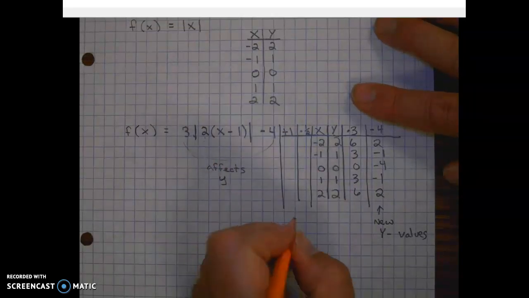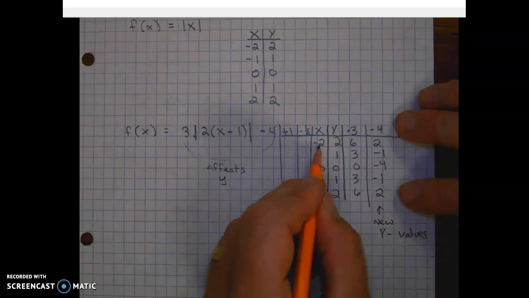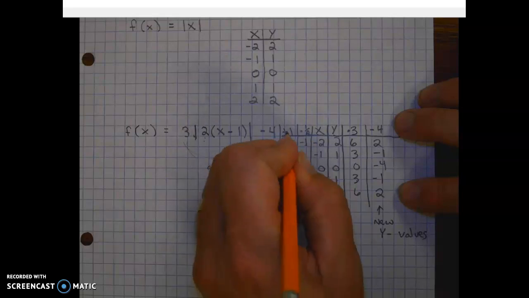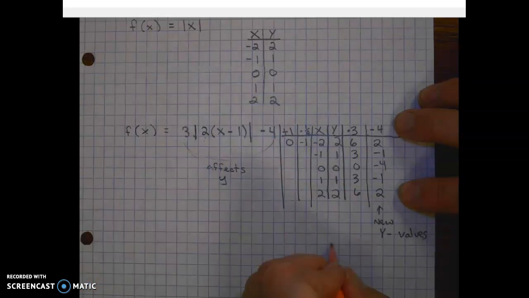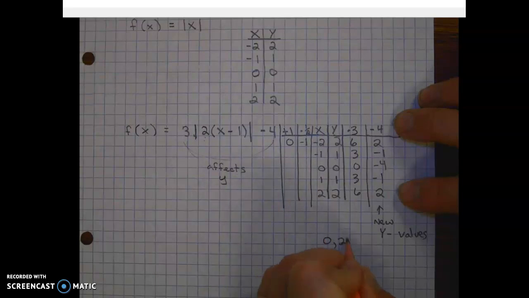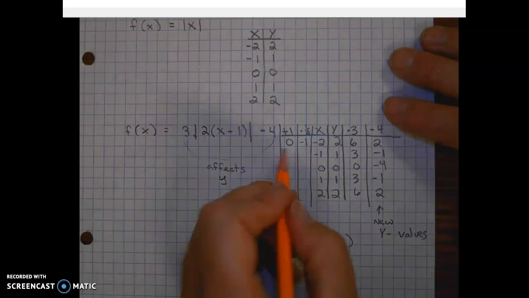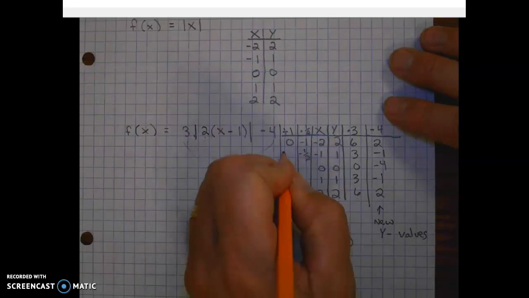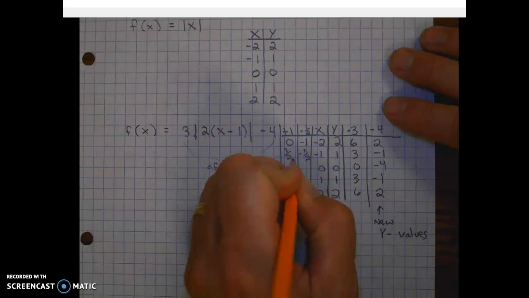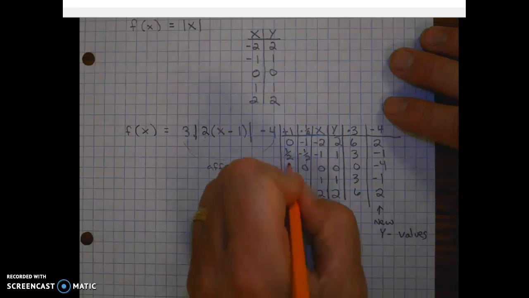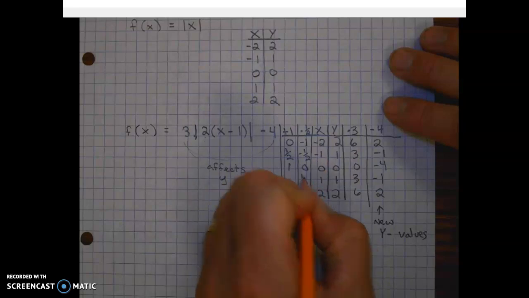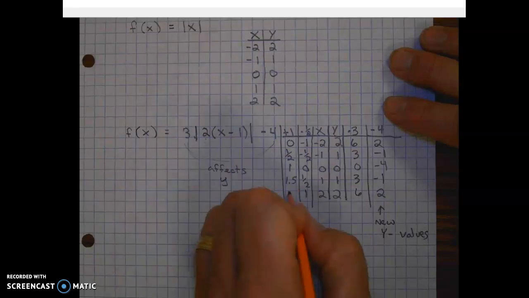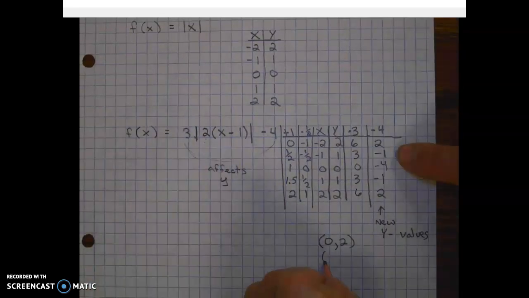Okay, let's get our new x values. So negative 2 times a half, negative 1 plus 1, 0. So we have a new coordinate of 0, 2. So negative 1 times a half plus 1. 0 times a half plus 1. 1 times a half plus 1. 2 times a half plus 1. Okay. So let's write these coordinates down.